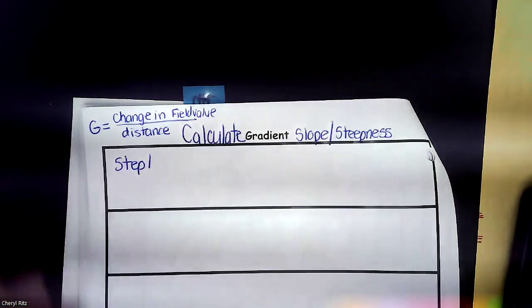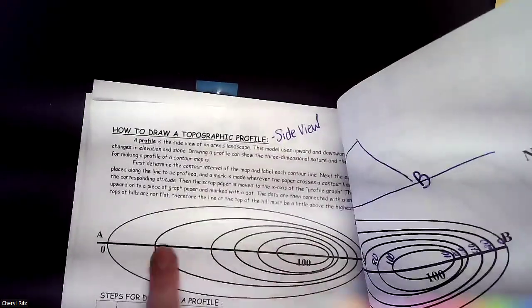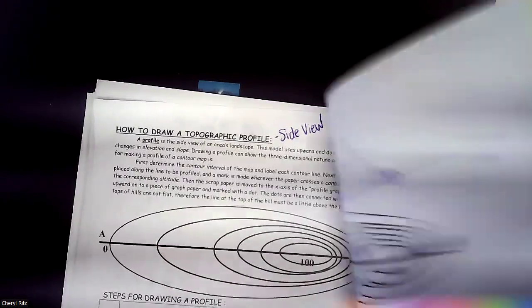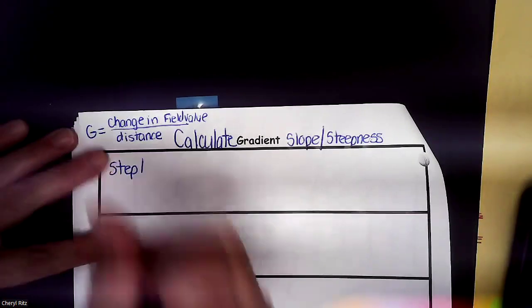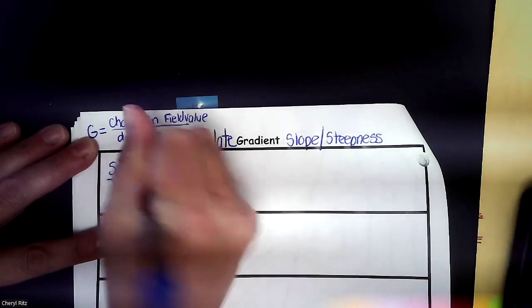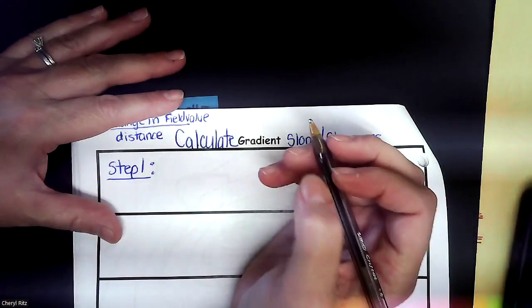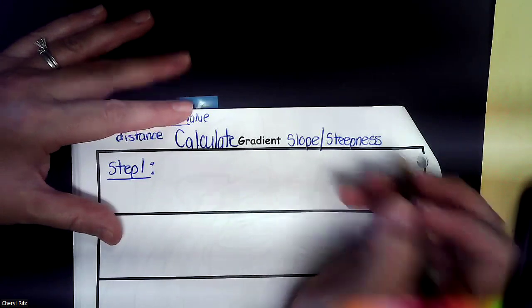Step 1, again, you're going to be given a map. It could be any one of these maps we could calculate gradient on. It could be this one that we used the profile for. The first step is, and this might sound familiar, determine the contour interval and write it in for each line. That's step 1.